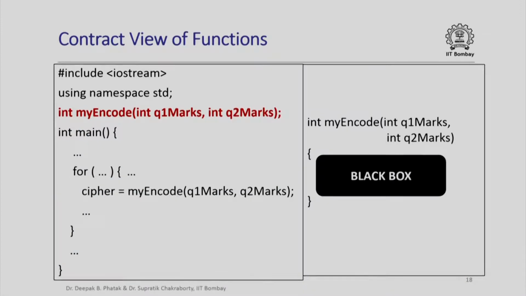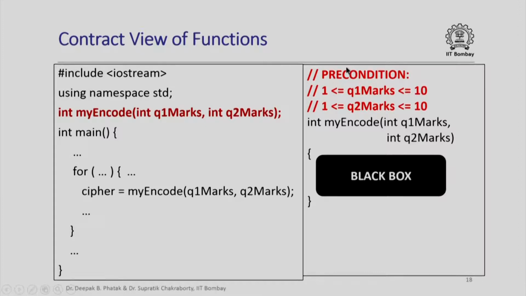Now that we have seen a simple usage of functions, let us try to understand how we might also want to view functions when we are calling them from a function like main. So in fact, when I call the function myencode from main, I really need not worry about how inside myencode the cipher will actually be calculated. I can think of the internals of myencode as a complete black box. In fact, what I need to know when I am calling myencode is what the preconditions are, what myencode expects its input arguments to satisfy.